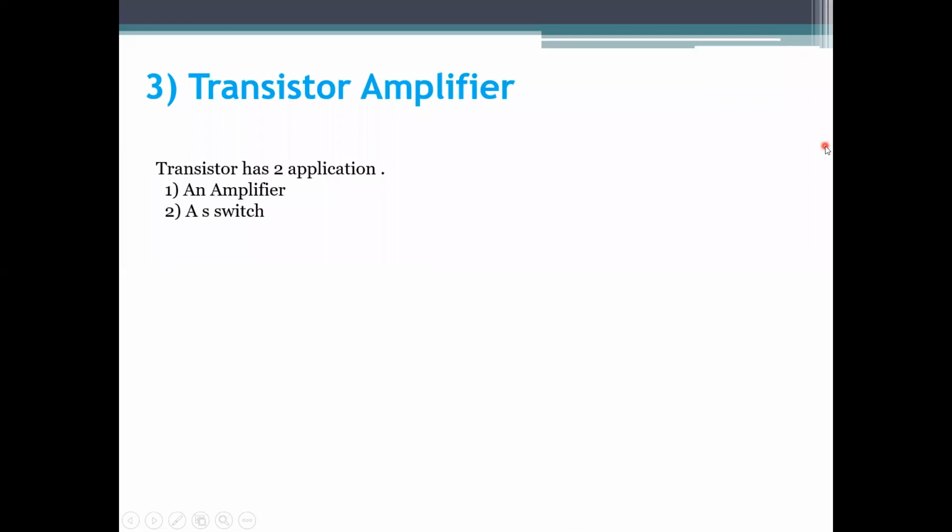Next is your transistor amplifier. Your transistor has two applications. The first one is as an amplifier and the second one is as a switch. When it is used as an amplifier, it operates in the active region and avoids cutoff and saturation. Otherwise, it produces a distorted signal.